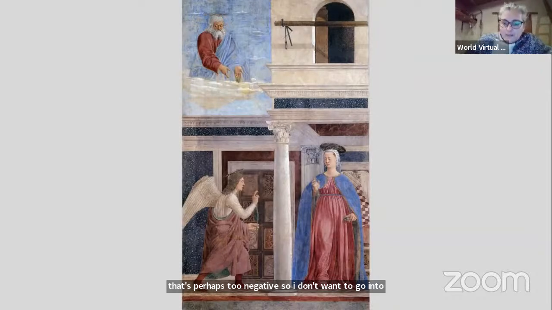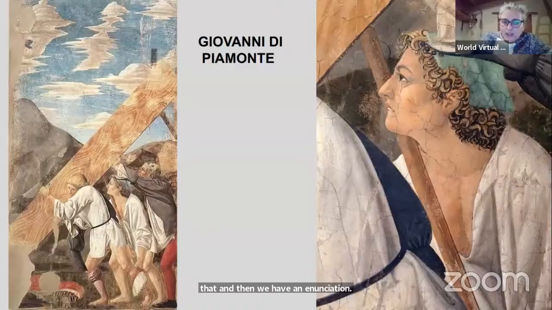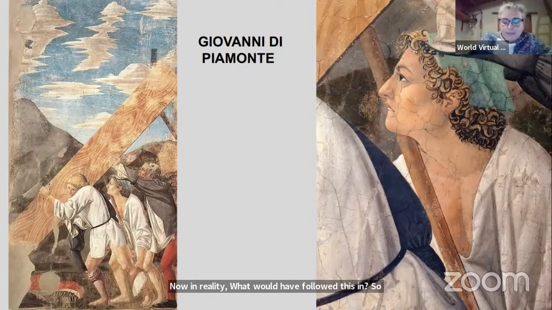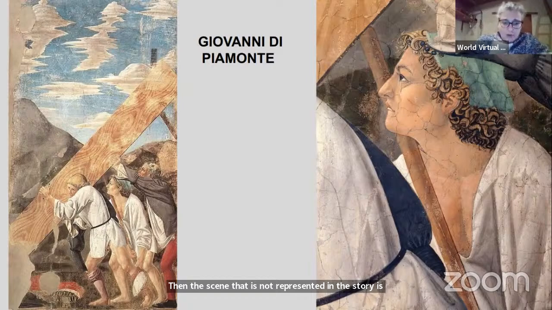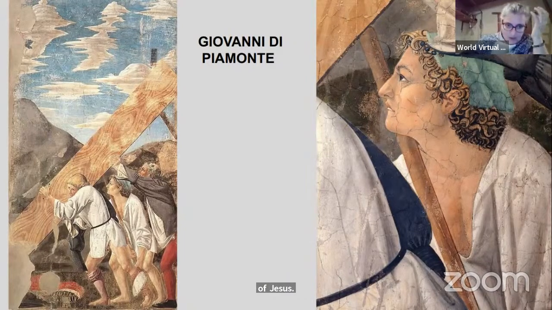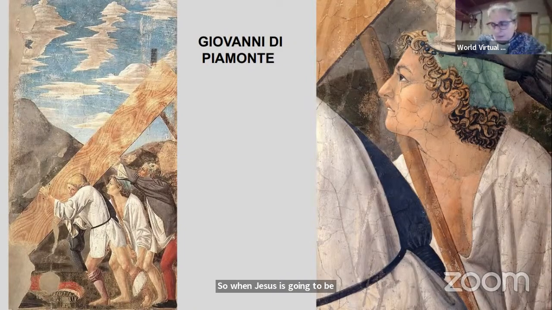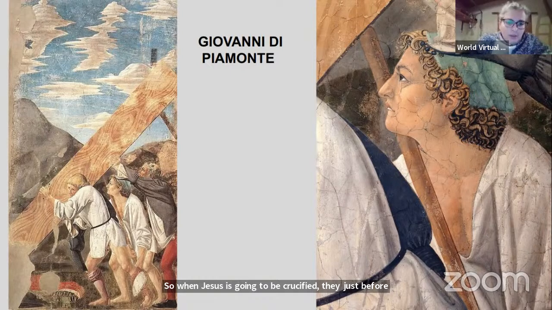Now, in reality, what would have followed this scene? So here you can see the beam is going to be buried far away. Then the scene that is not represented in the story is that we have to fast forward to the time of Jesus. So when Jesus is going to be crucified, just before the crucifixion, in those days, they found the beam, because it was in a lake.